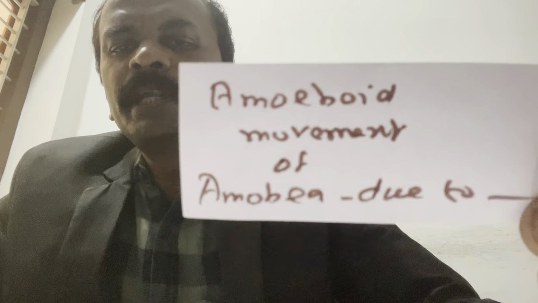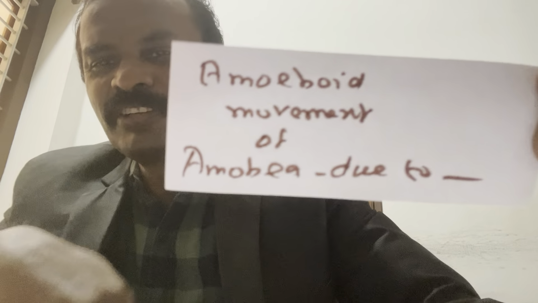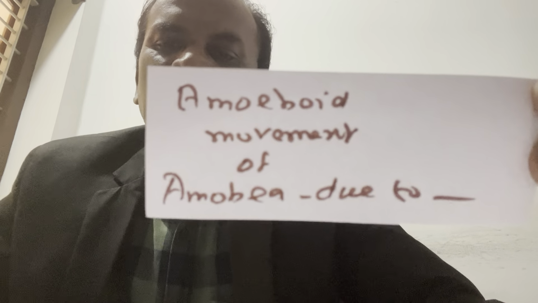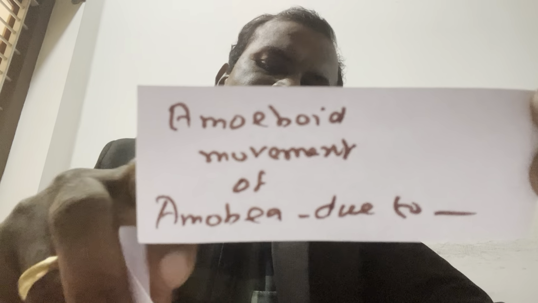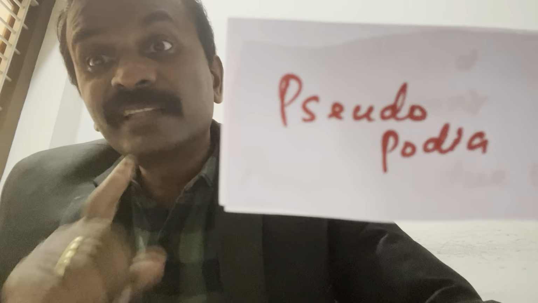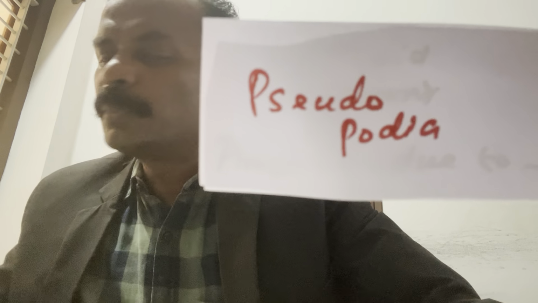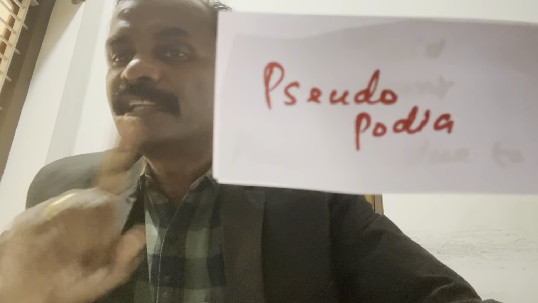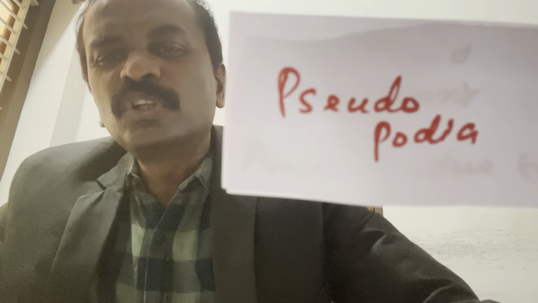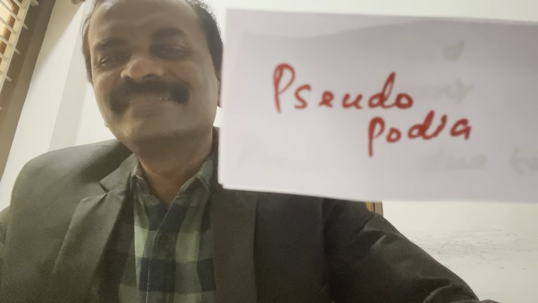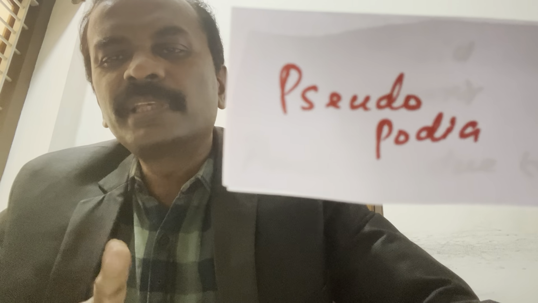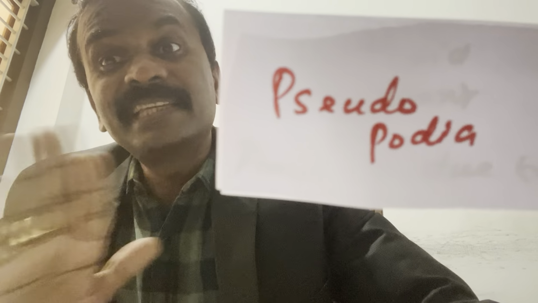Cells with amoeboid movement. See, amoeboid movement in amoeba is due to what? We are going to the depth of NEET. Amoeboid movement in amoeba is due to pseudopodia. Or they will ask, which of the following has pseudopodia? They will give four choices. Very tough to answer. Pseudopodia is found in amoeba. Must learn like that. Then you can answer any tough MCQ.